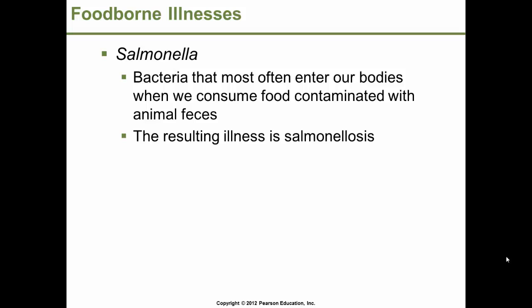Salmonella is bacteria that most often enter our bodies when we consume food contaminated with animal feces, and the resulting illness is salmonellosis. Salmonella can also enter through eggshells. Thus, it could be in uncooked food such as cookie dough. So we all know we're not supposed to eat raw cookie dough, and this is one of the reasons, because bacteria could enter food through raw eggs.